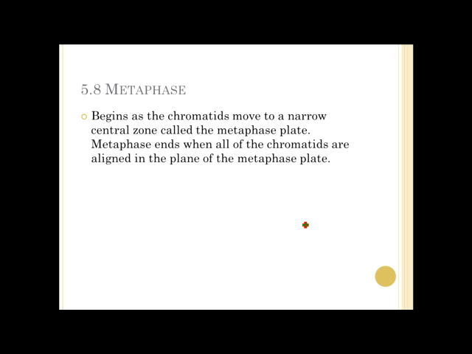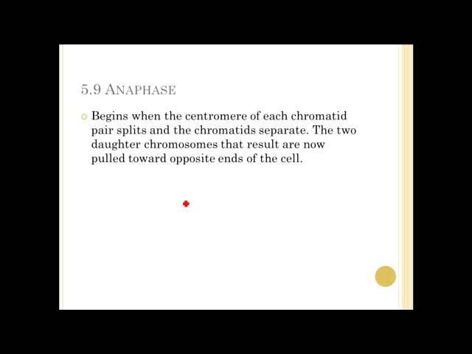This is metaphase. It begins as the chromatids move into a narrow central zone called a metaphase plate, and this is where you have polar ends, the spindles, and the chromosomes right there in the middle. Metaphase ends when all of the chromatids are aligned in the metaphase plate. Anaphase begins when the centromere of each chromatid pair splits and the chromatids separate. The two daughter chromosomes that result are now pulled towards opposite ends.